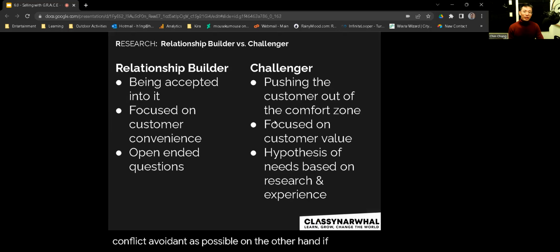On the other hand, if you're a challenger salesperson, you're pushing a customer out of their comfort zone. But what I want to note here is you're not pushing them out of the comfort zone in a bad way. You're focusing on the customer value. And in order to be a good and effective challenger salesperson, you need to understand the customer's internal motivation and their own timelines and their own desires as well. Because if you start to push them in a way that does not resonate with their personal desires, then you will end up being a pushy salesperson. So just be careful about that.